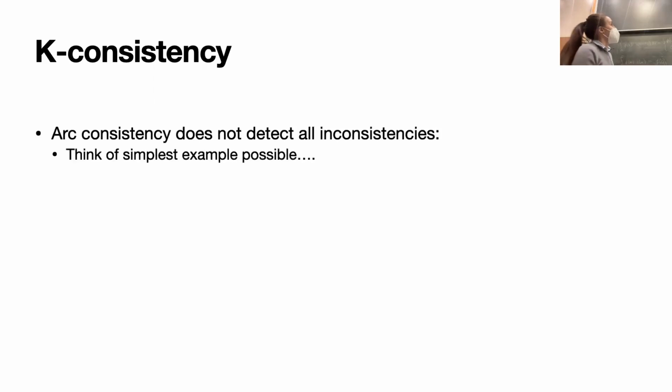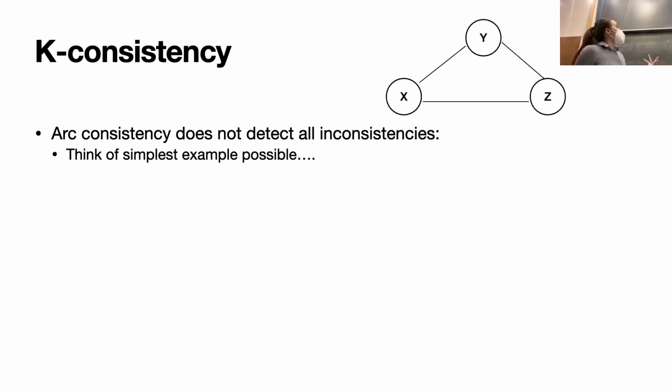So this will be maybe interesting to people that are more interested in graph theory and algorithms. You know, arc consistency is great, but this doesn't solve all the problems in the world. Arc consistency does not detect all inconsistencies. In fact, we can think about the simplest possible example. What if we have a very simple graph here?